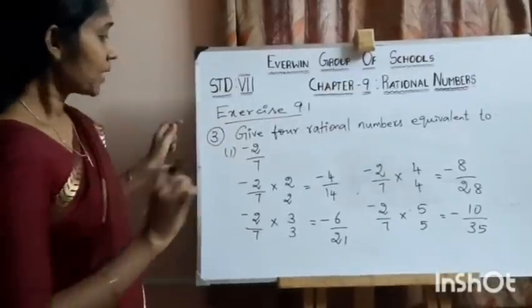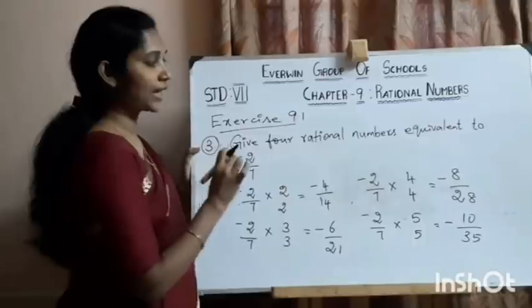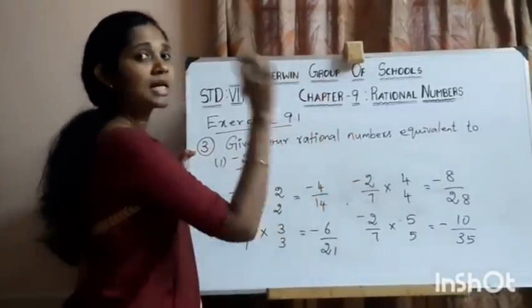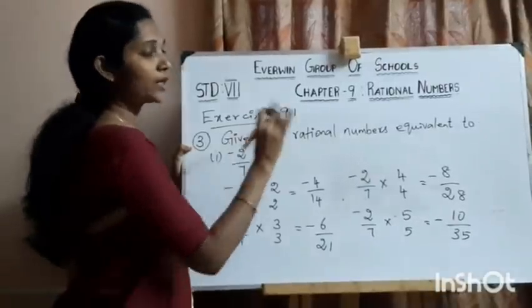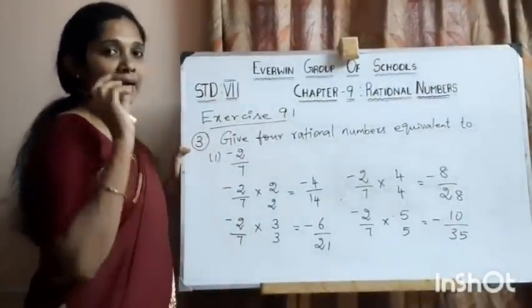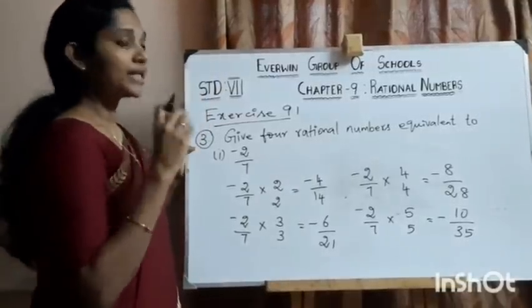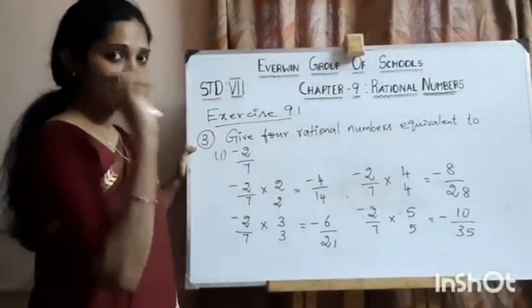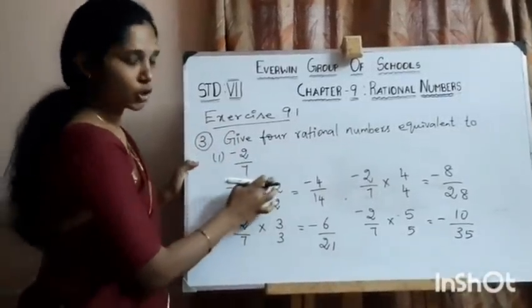Again I will repeat, minus 2 by 7 they have given as a rational number. We have to find 4 more rational numbers that are equivalent to this minus 2 by 7. Okay, equivalent means we have to multiply the numerator and the denominator with the same integer and that particular integer should not be equal to 0. Okay, so I am starting with 2.